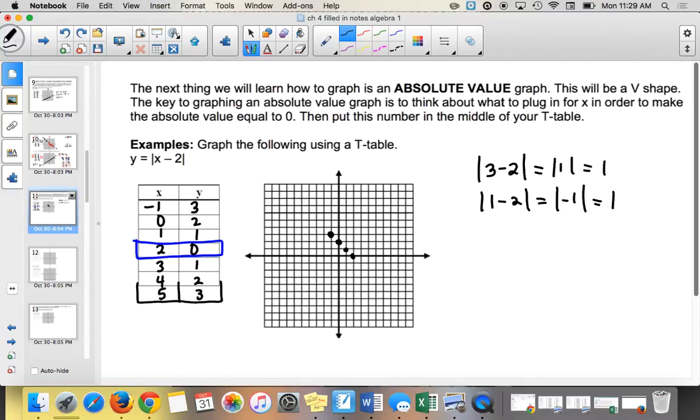I'm going to have 2, comma 0, so I don't see the V shape yet. But now when I do 3, comma 1, do you guys see where it starts? 4, comma 2, 5, comma 3. And we know it's a V, so it's a sharp V, not a U. Good? Easy enough? So you can make it really easy on yourself if you put the smallest thing possible in the middle, because that's going to be your vertex, the tip.